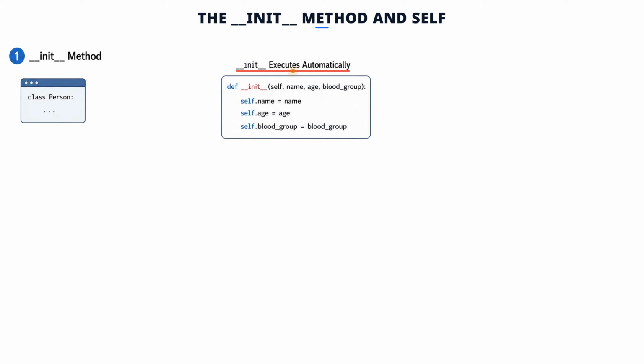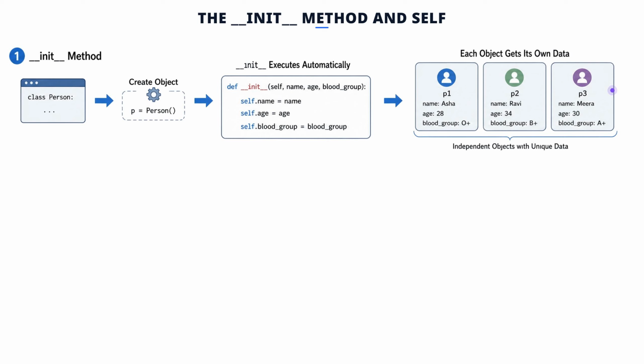It functions as a setup wizard. As soon as Python allocates memory for an object like this one, the init method triggers to populate that object with its own personal data. This ensures that every object starts its life cycle with the necessary attributes already in place.